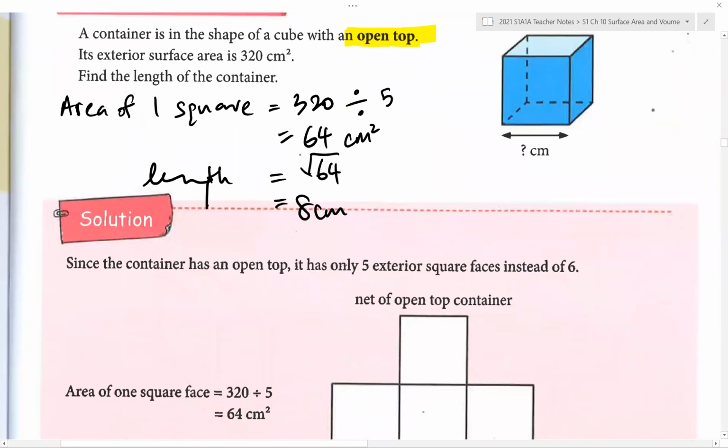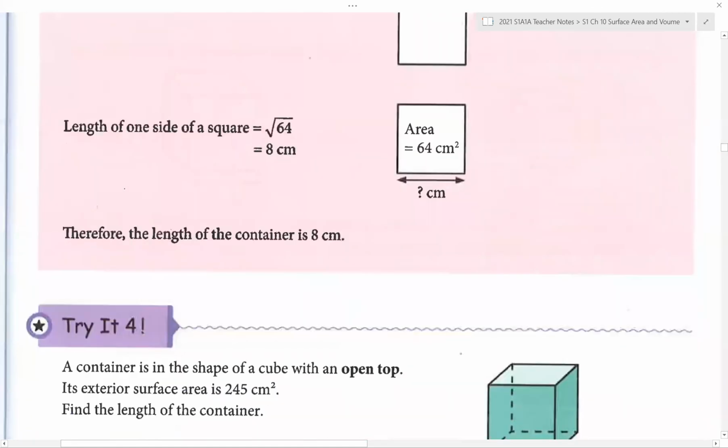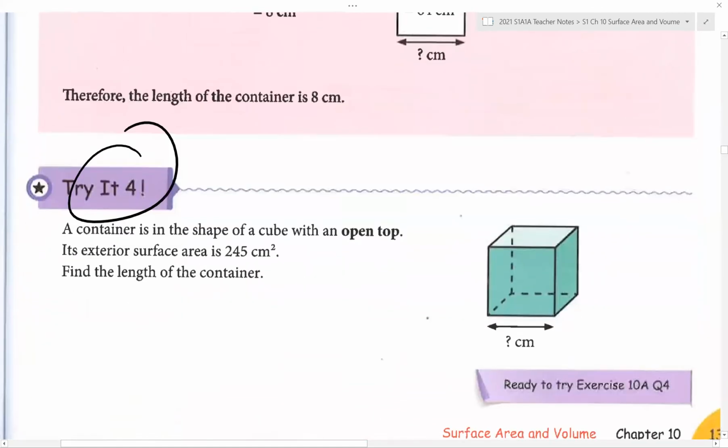Okay, so now try 8, 4. Done, then check answer.